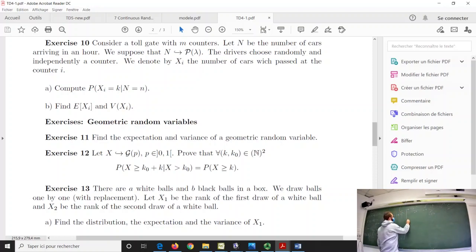So I continue, exponential minus lambda over m, to the power k, over k factorial, and the sum from n equal to k to plus infinity of 1 over (n minus k) factorial, (1 minus 1 over m) to the power n minus k, lambda to the power n. Okay?